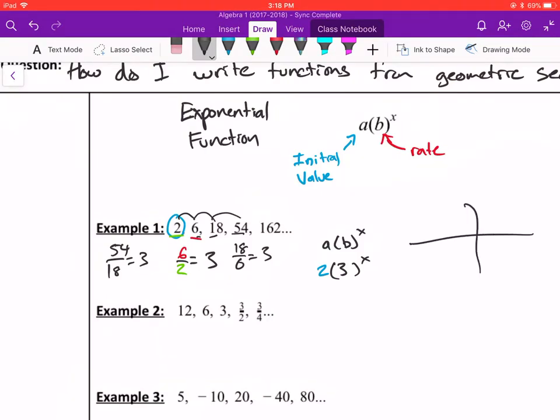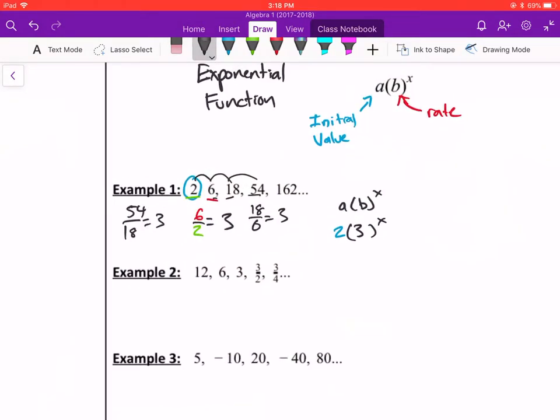So your graph is going to go up quick. We're used to things going up steadily, plus 3, plus 3, plus 3. These are going to go super fast. They're going to go up like that. Just to give you a preview of how the graphs look. But let's look at example 2.